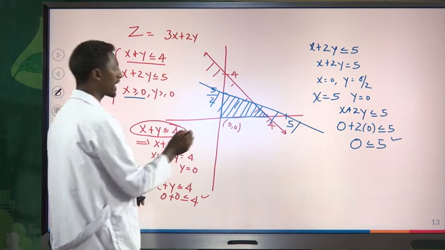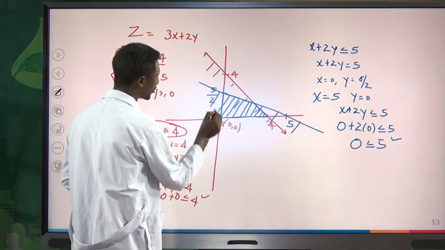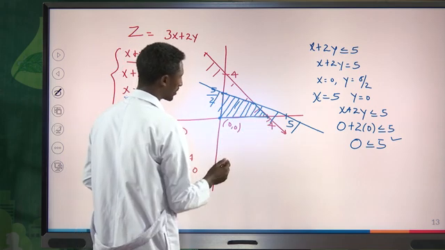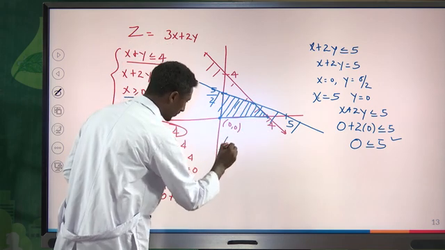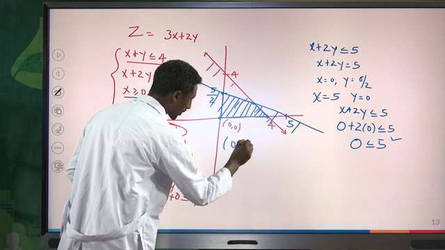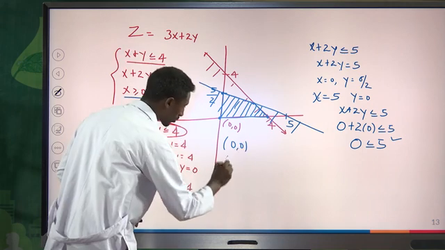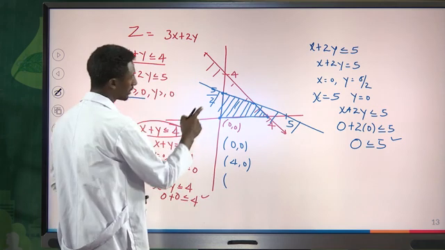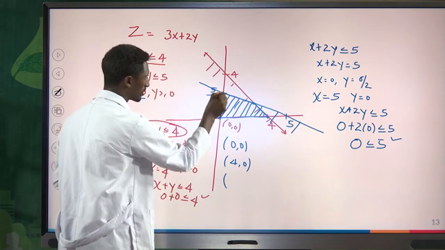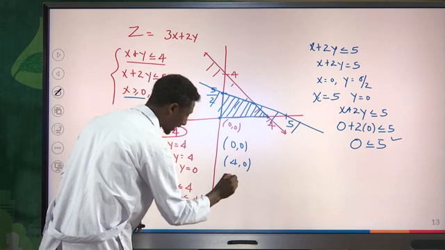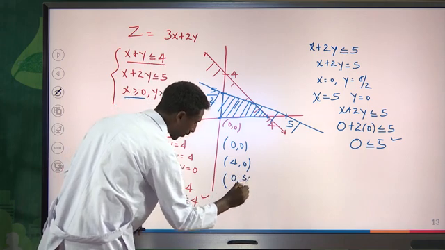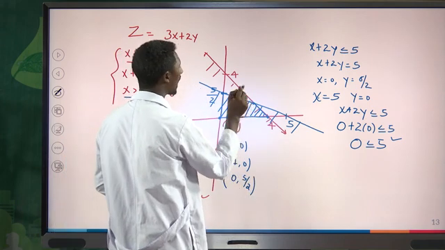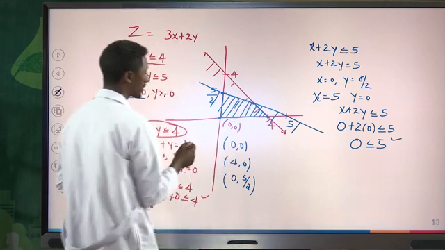So here we have 4 corner points: 1, 2, 3, 4. The one is (0, 0), that's a corner point. Then the other one, (4, 0). Then the other corner point is (0, 5/2). And we have another corner point. How can we find this corner point?